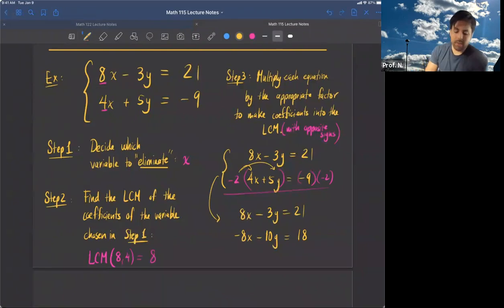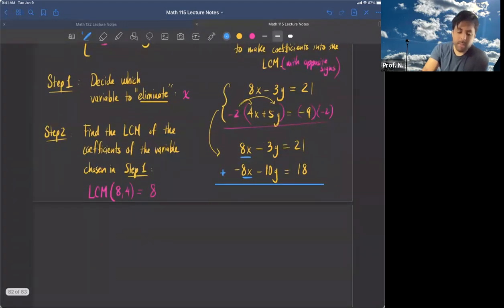And now what can I do? Now what did I just achieve? I got a positive 8x in the first equation, and I got a negative 8x in the second equation. So I can wonderfully do what? I can add. I can perform the addition step. And when I perform the addition step, what's the step that occurs right after? I eliminate the x's. So the x's are eliminated.